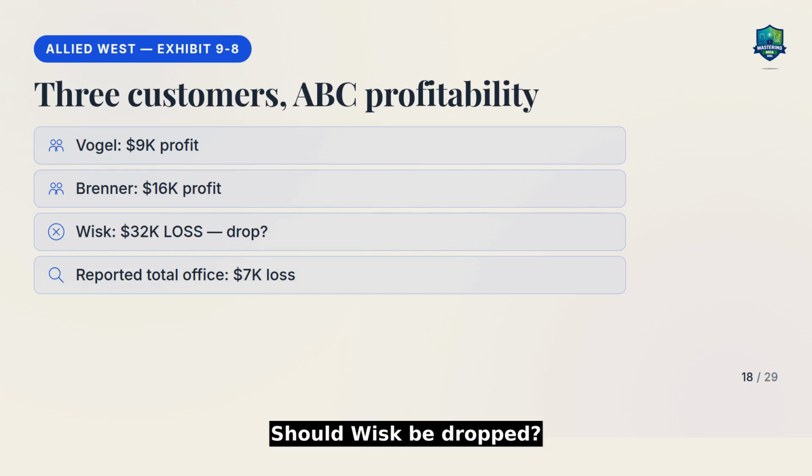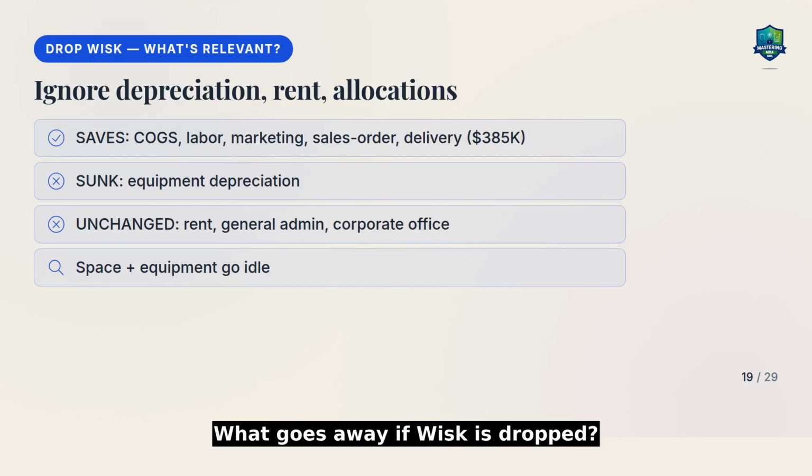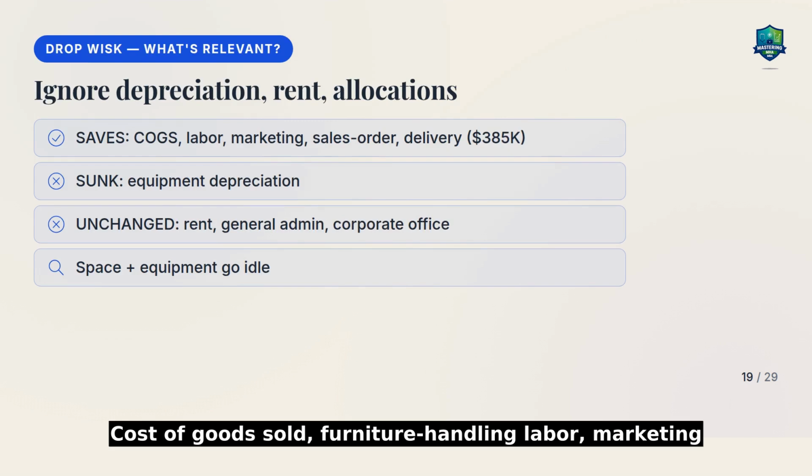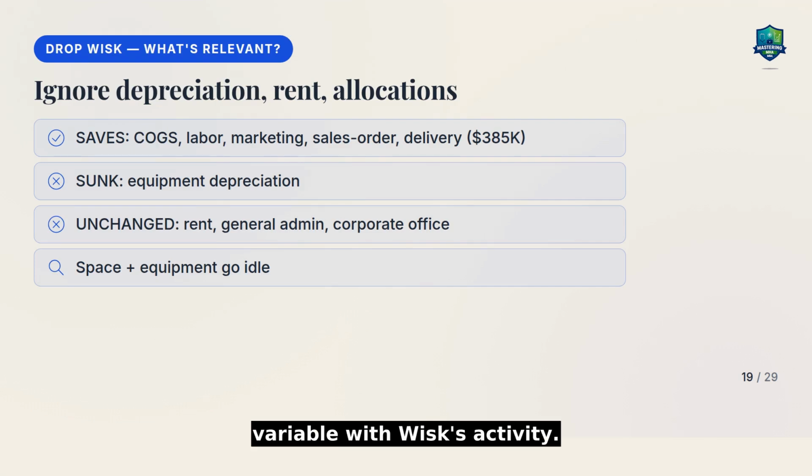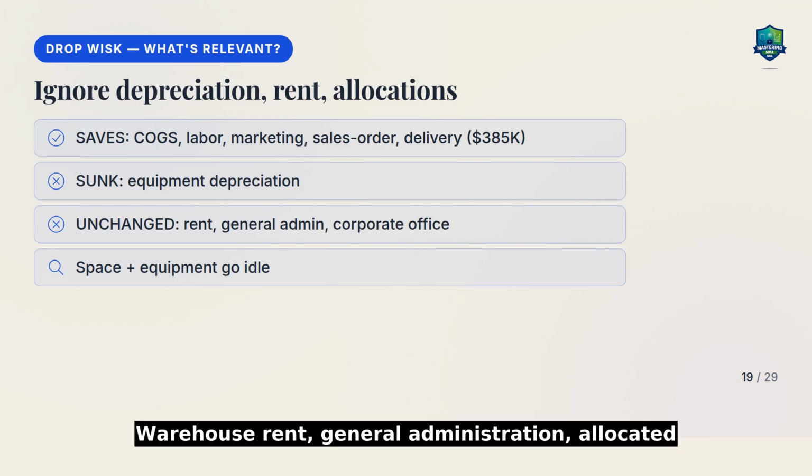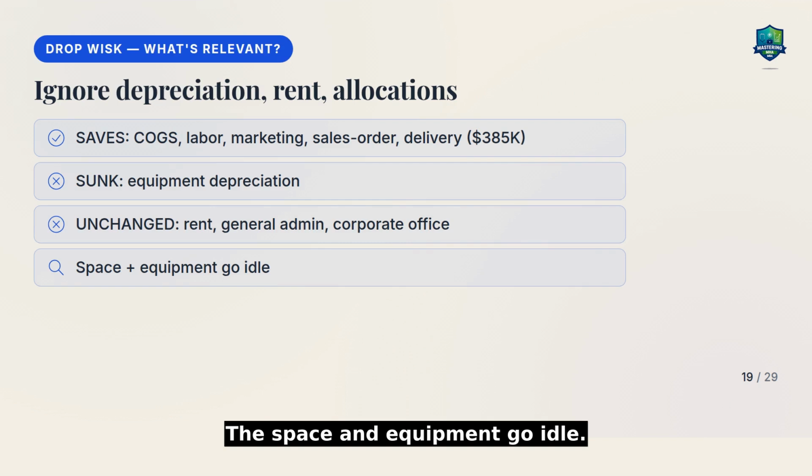Should Whisk be dropped? What goes away if Whisk is dropped? Cost of goods sold, furniture handling labor, marketing support, sales order, and delivery processing. All variable with Whisk's activity. What stays? Warehouse rent, general administration, allocated corporate office costs. These are fixed regardless. Equipment depreciation is sunk and irrelevant either way. The space and equipment go idle.